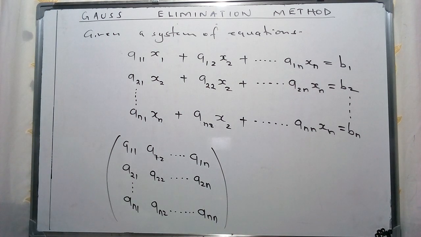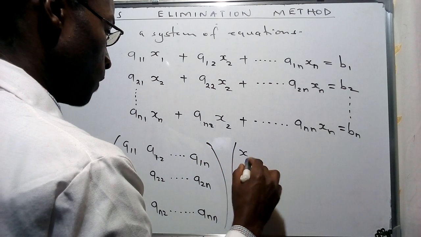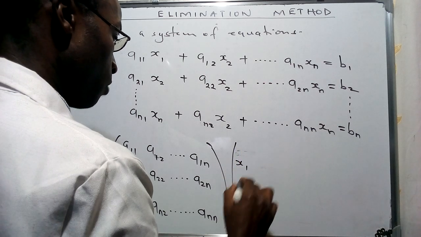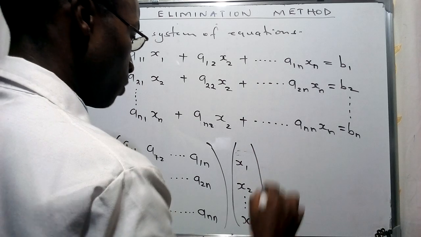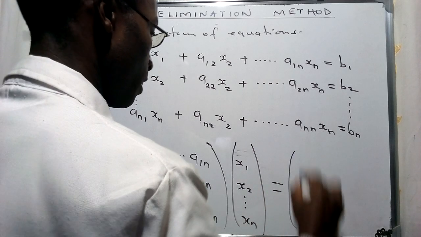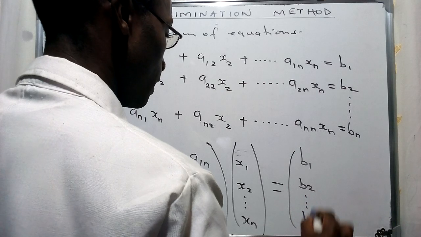So this form of matrix can be represented by having these specific elements of A and their unknown variables, which constitute x1, x2 to xn. And these are going to give us the result b1, b2 to bn given as such.